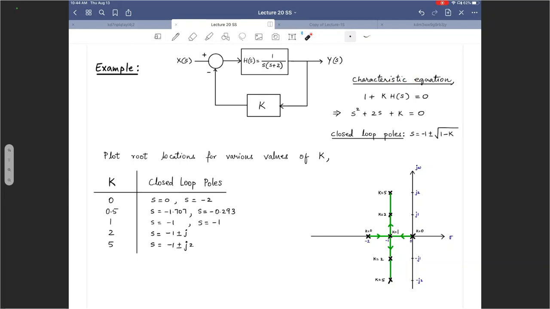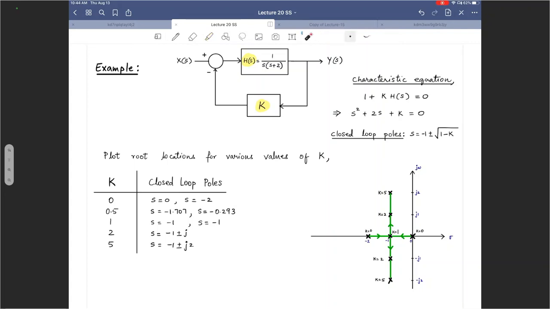So what is the characteristic equation? The characteristic equation is going to be 1 plus k times G of s times H of s. So it's simply 1 plus k H of s equals 0. That's going to be our characteristic equation. Just multiply this with this. Forward divided by 1 plus product. 1 plus product goes to 0. That's your characteristic equation.